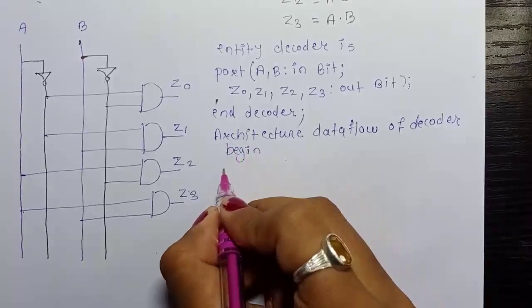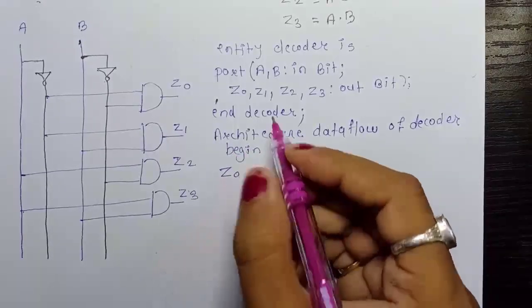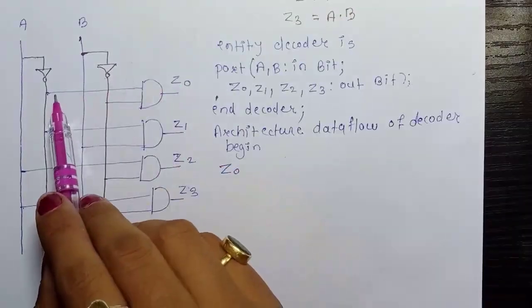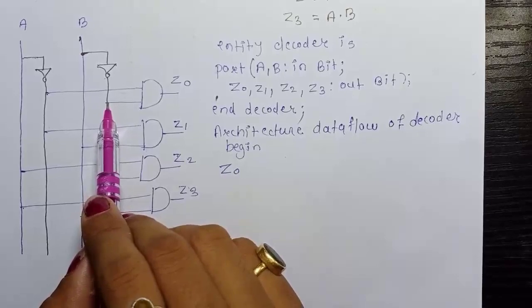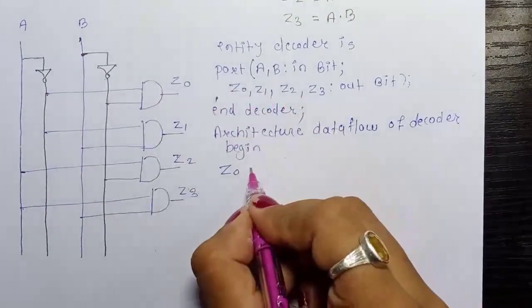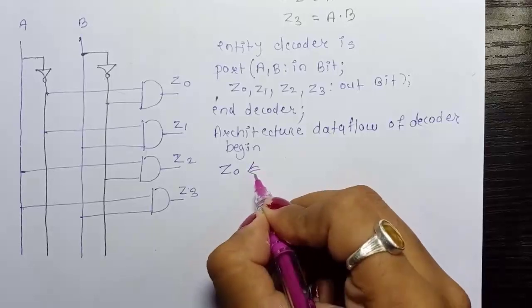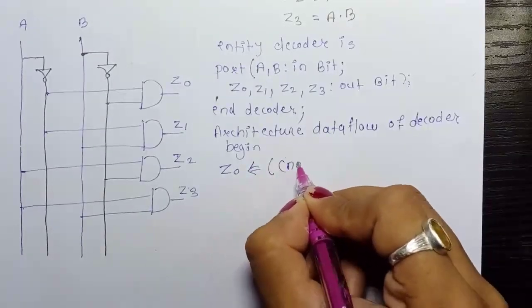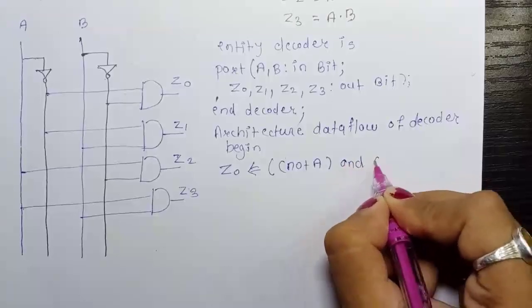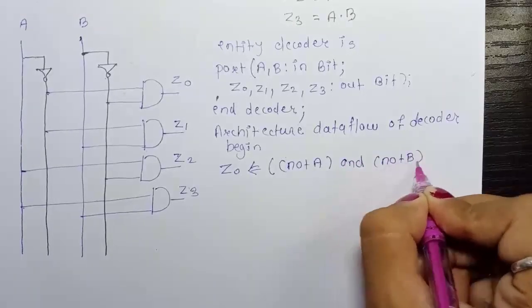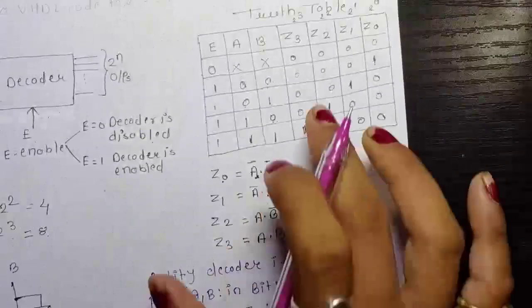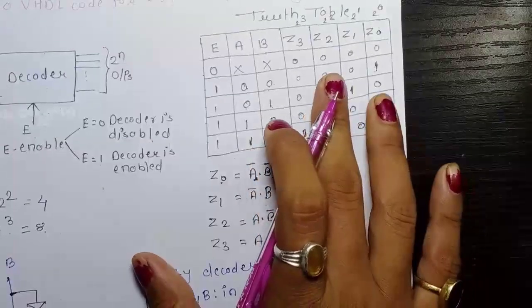Begin. Now Z0. What is Z0? A bar into B bar. Okay, that means not A and not B. So my output Z0 is assigned to not A and not B. Okay, this is the truth table for 4 outputs.